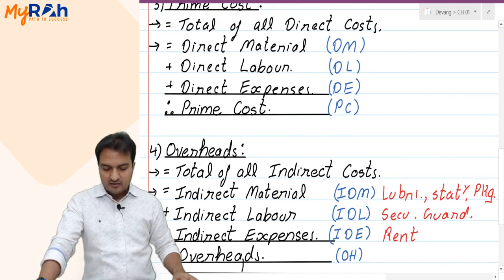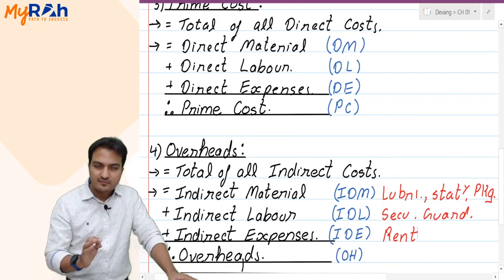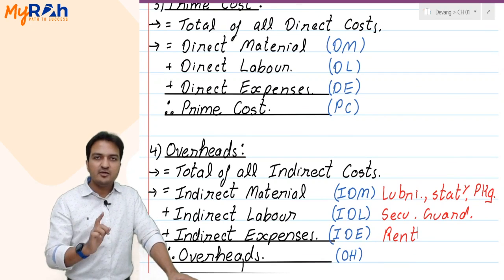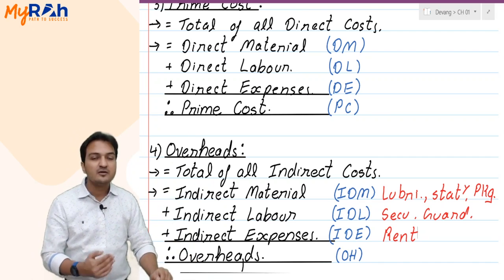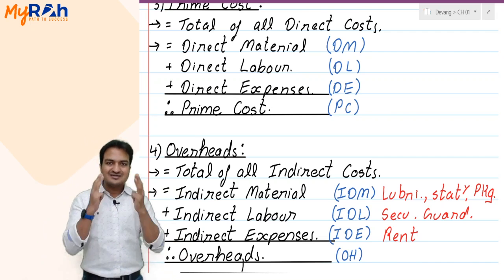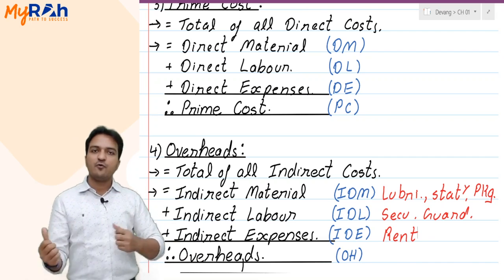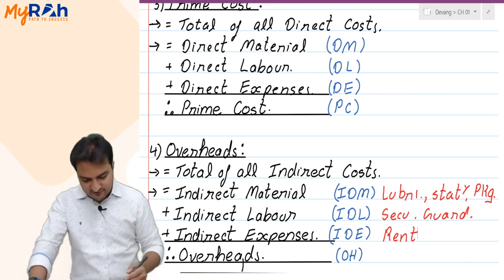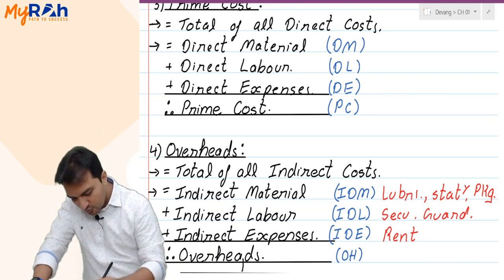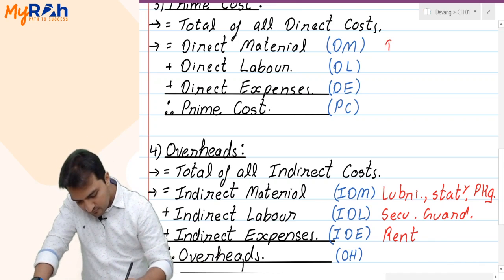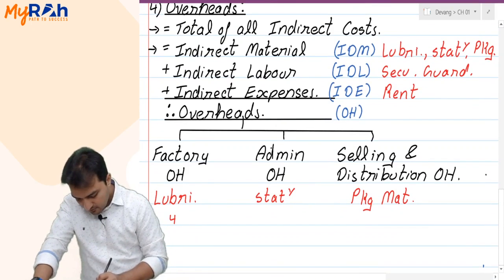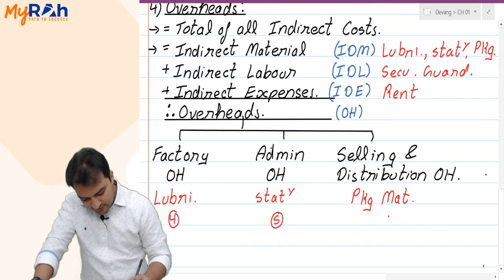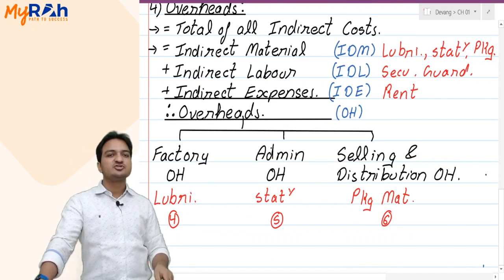Out of this entire classification, let me tell you that in my cost sheet, I will be using only 6 items of cost out of all these things that I showed you. Which 6 items will I use? Notice, in my cost sheet, what I will use will be direct material, direct labor, direct expenses, factory overheads, admin overheads, and selling and distribution overheads.